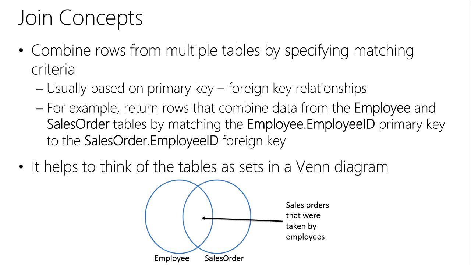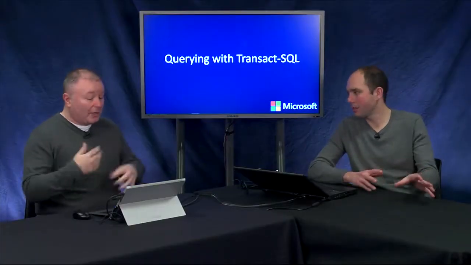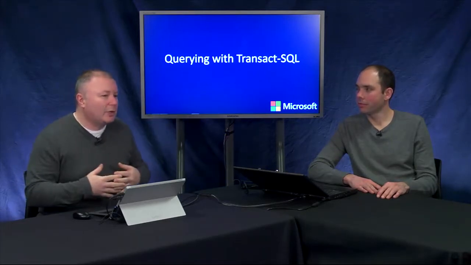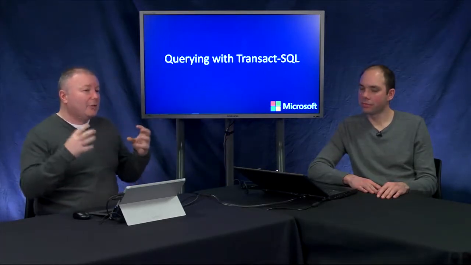So any employees who haven't sold anything won't be in that set, in that join, by default. We will talk about different ways of creating joins, but think of Venn diagrams. It's a really useful way to visualize in your head how you're joining things together, and as you'll see as we progress through the module, it will help you figure out which types of joins you're trying to define.